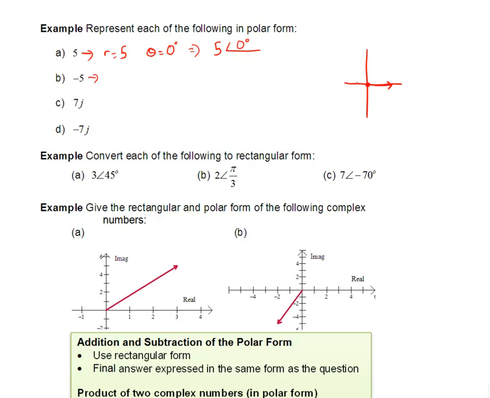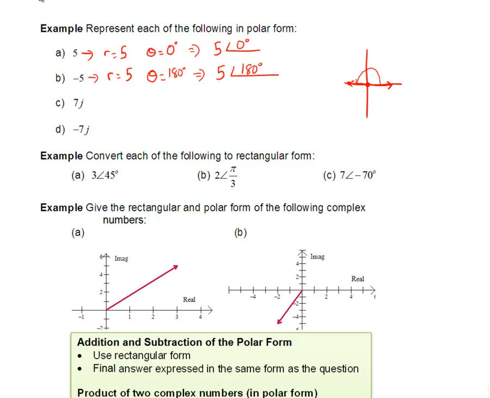Similarly here, -5 means we're over here 5 units. So here's our vector. If we're 5 units here, doesn't matter if it's negative or positive, r is always positive, so the distance is 5. The angle this time, from here all the way over, is 180. And so we see that this is simply 5 and 180 degrees.